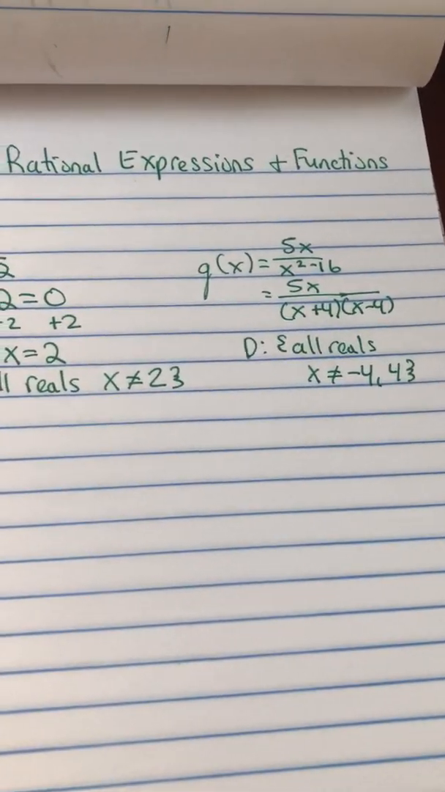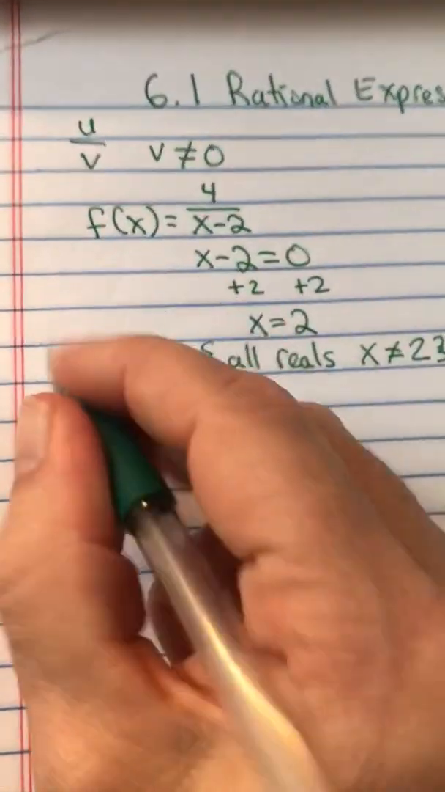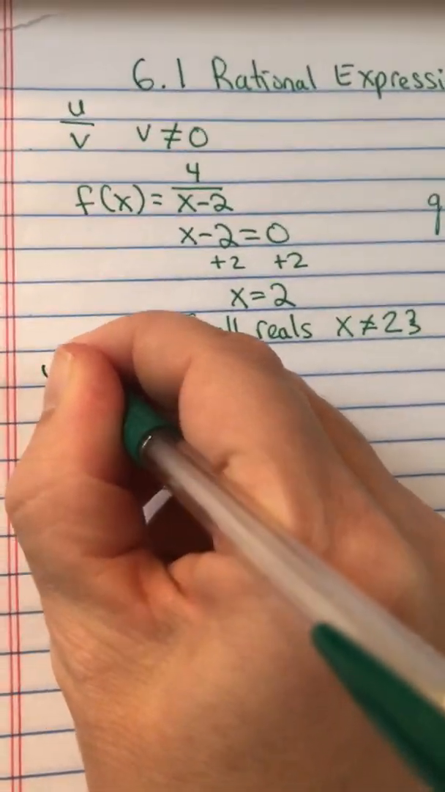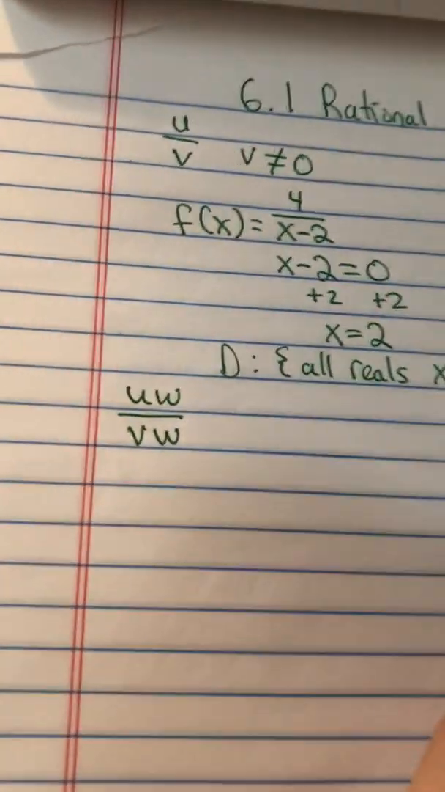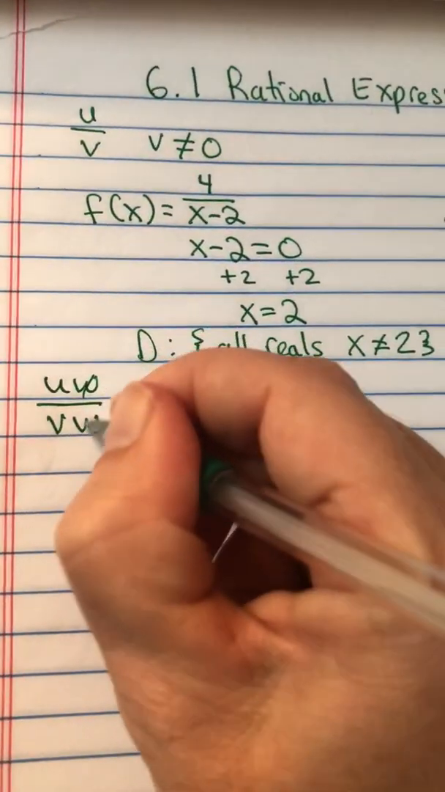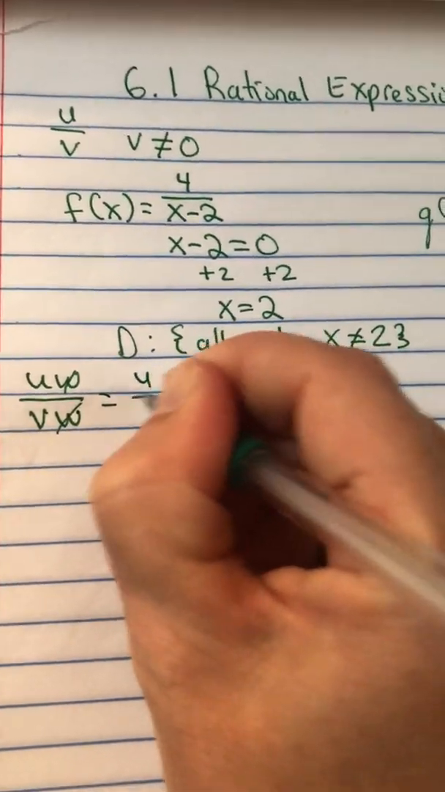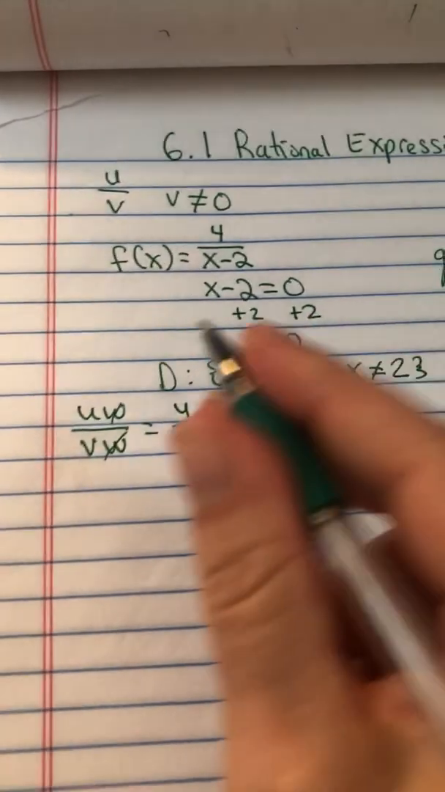Okay, we're also going to simplify rational expressions. So in other words, if you have uw over vw, then you can cross out the w's. And that gives you u over v. All right, so let's look at some concrete examples.